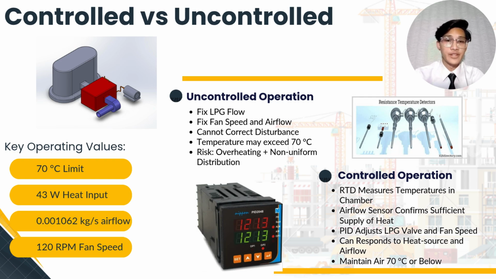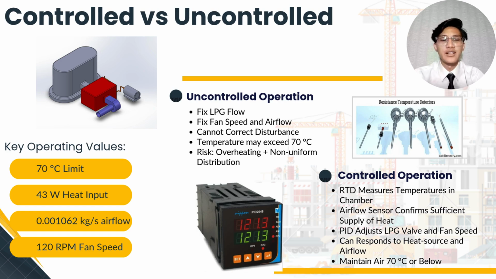Okay, so from the previous discussion, Darren already talked about how the simulation result represents a controlled operating point. So we know that the key operating values are a 70 degree Celsius temperature limit, 43 watts heat input, approximately 0.001062 kilograms per second of airflow, and a fan speed of 120 RPM. So what happens in an uncontrolled operation?